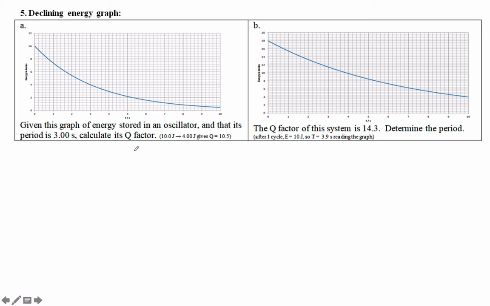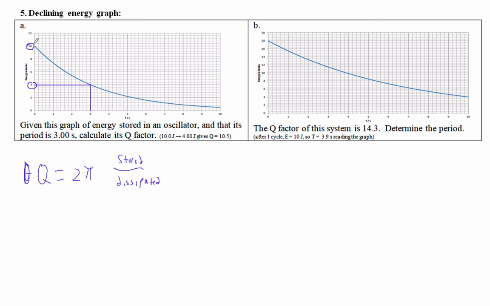Okay, so let's see. It's got a period of 3 seconds, so let's find 3 seconds here. Notice that the energy has dropped to 4 joules, starts off at 10 joules, right? So we'll just do this. The Q is 2 pi stored over dissipated.